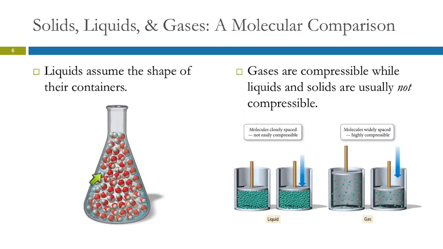So liquids assume the shapes of their containers. Gases are compressible because there's all this empty space. So here's a cylinder with a gas in it, and we can push down on the plunger and push these together because there's space. There's no extra space in a liquid, and so you can't compress it. And that's good because otherwise your hydraulic brakes wouldn't work.